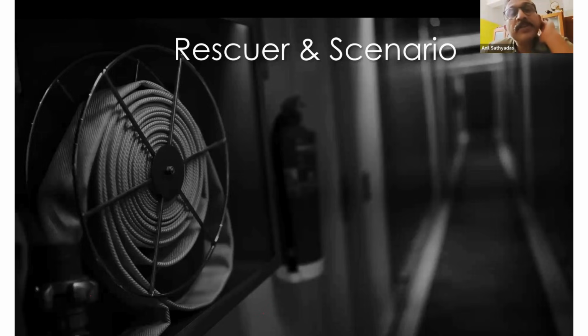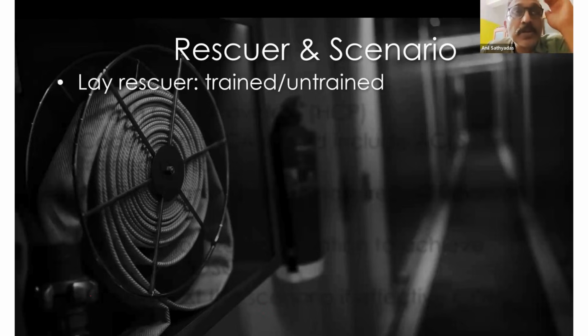I would like to highlight the names of the rescuers. Who will be a rescuer? So as you know, we have a lay rescuer who is not a healthcare provider. He has nothing to do with healthcare. But that rescuer can be trained or untrained. Okay. So trained means like policemen taking part in CPCR training, ticket vendors, NCC cadets, all people who are likely to come in contact with people with cardiac arrest can be trained.